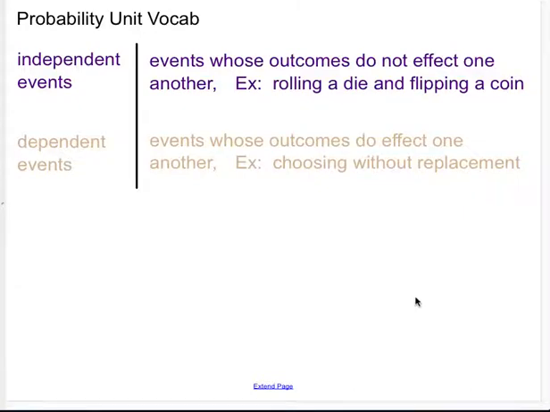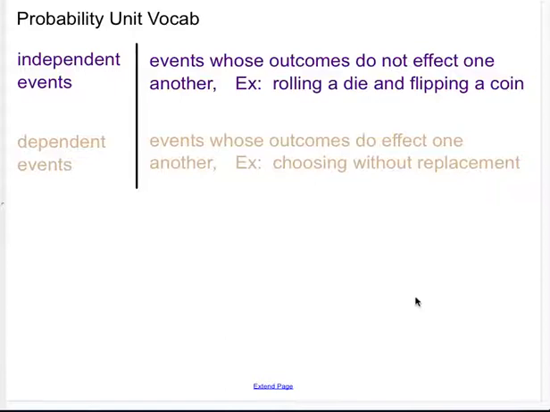So in this lesson, we are going to learn the difference between independent events and dependent events. Independent events are events whose outcomes do not affect one another. For example, if you roll a die and flip a coin, it doesn't matter what you get when you roll the die, that will not affect the outcome when you flip the coin. Dependent events do affect the other's outcomes.